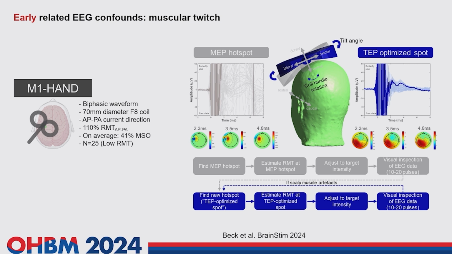So using this method of tilting the coil and finding the best position, usually tilting the coil towards the central part of the skull, we managed to move from a very messy artifactual signal, which you can see here, to a cleaner signal which does not contain the muscular twitch artifact anymore, and you can see this also on the basis of the topographies.